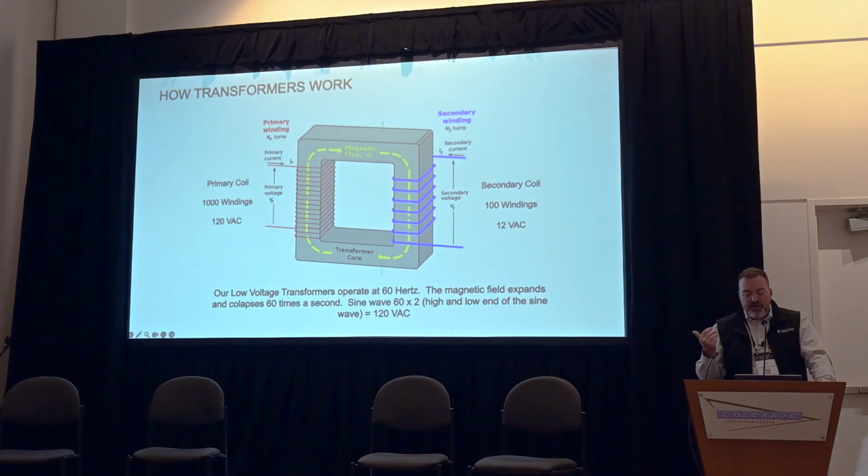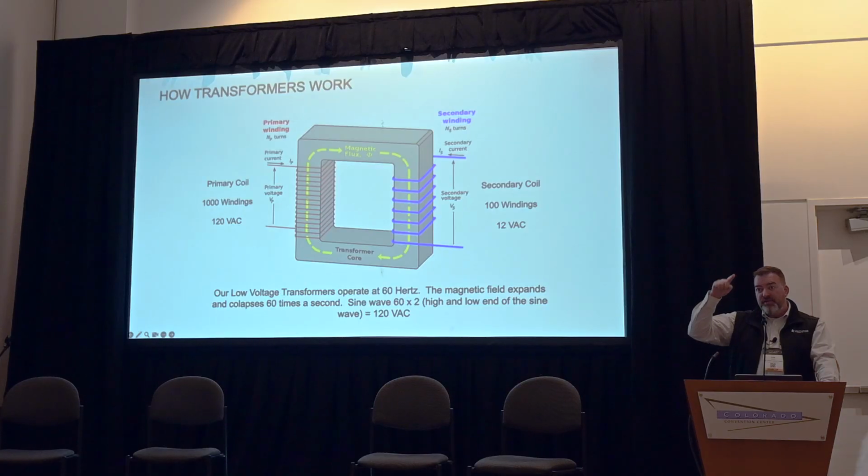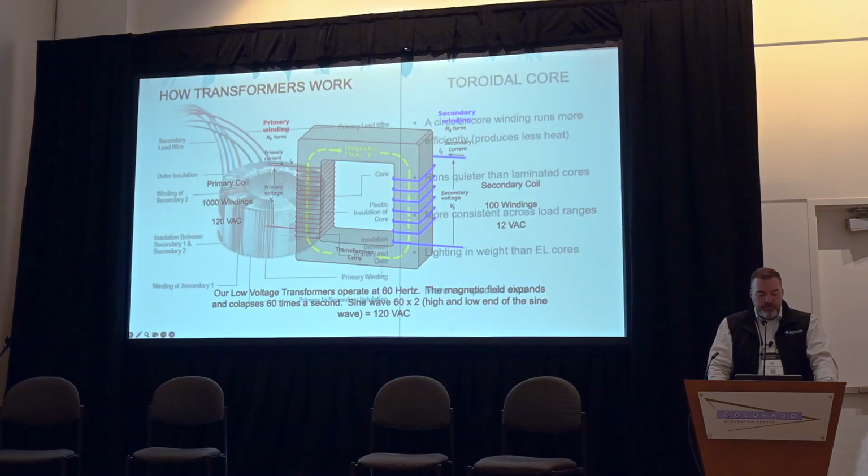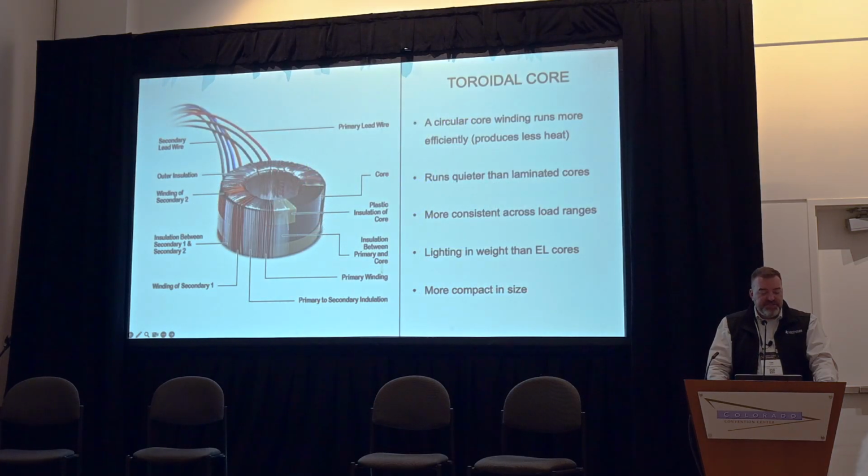They operate at 60 hertz and it's a sine wave. So every time that sine wave goes up and down, over a minute, that's how you get your 120 volt AC, right? You have toroidal cores. It's a different type of transformer, but it does the same thing, right?